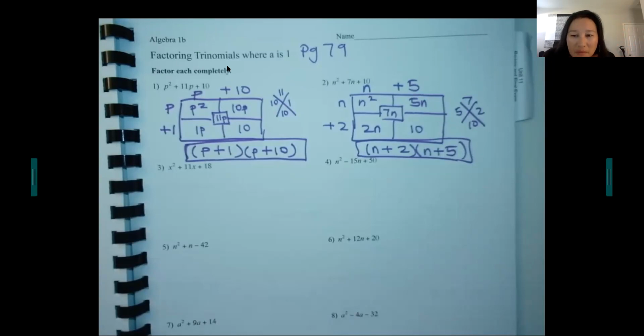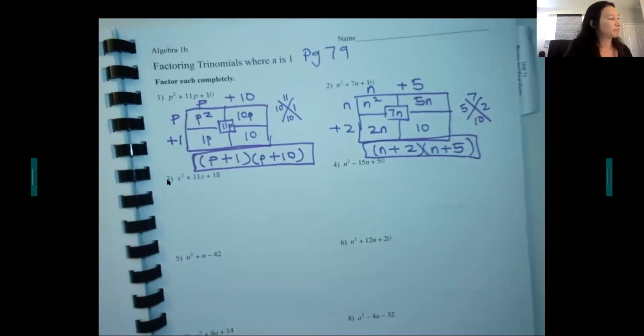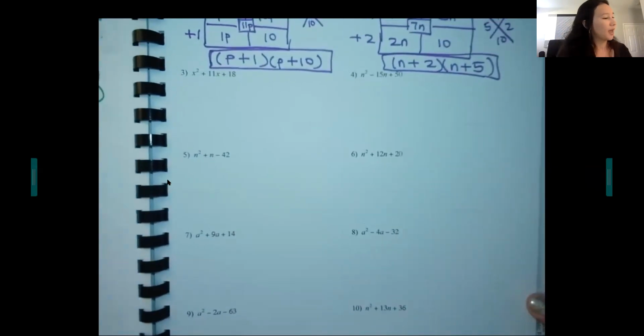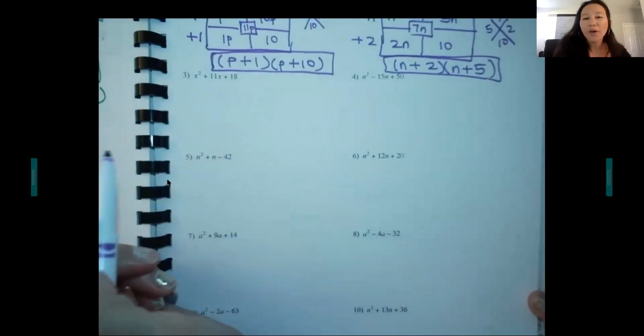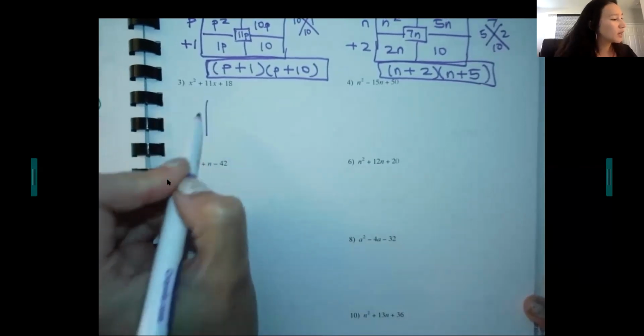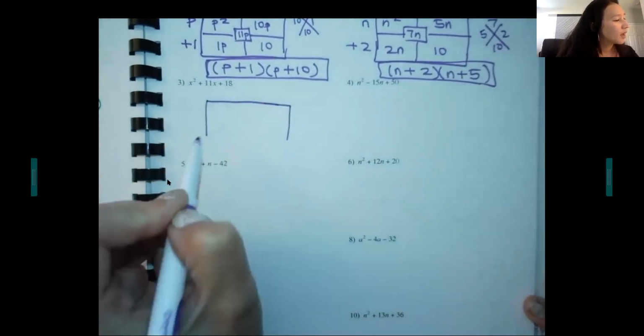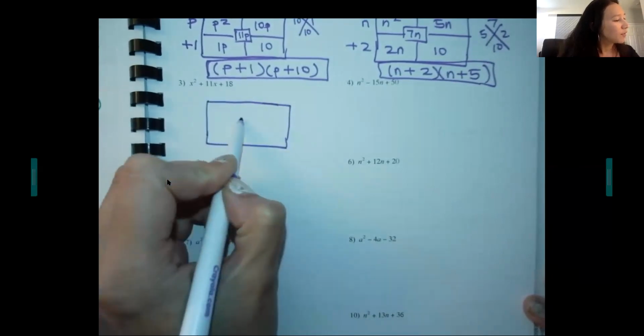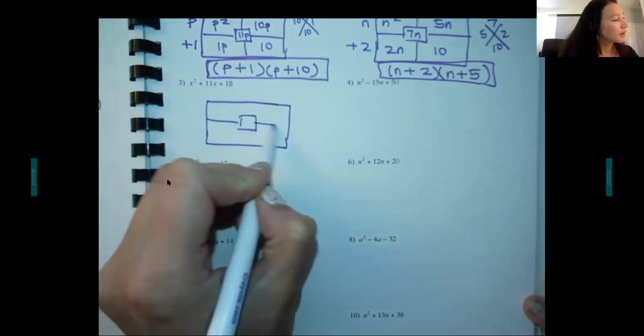Can we finish this? Okay, sure. And that's the one message that I got. Okay, so we'll keep working on page 79 then. Okay, so for number 3, I'll go ahead and do one more with you guys and then we can kind of break it up and you guys can practice on your own so we can figure out where we're struggling.